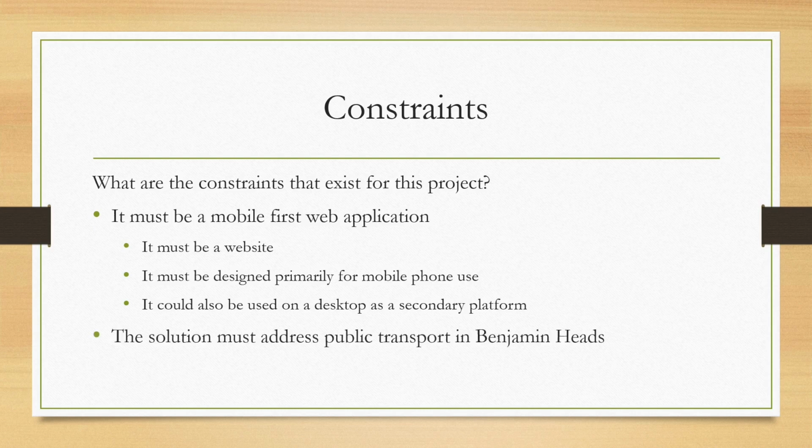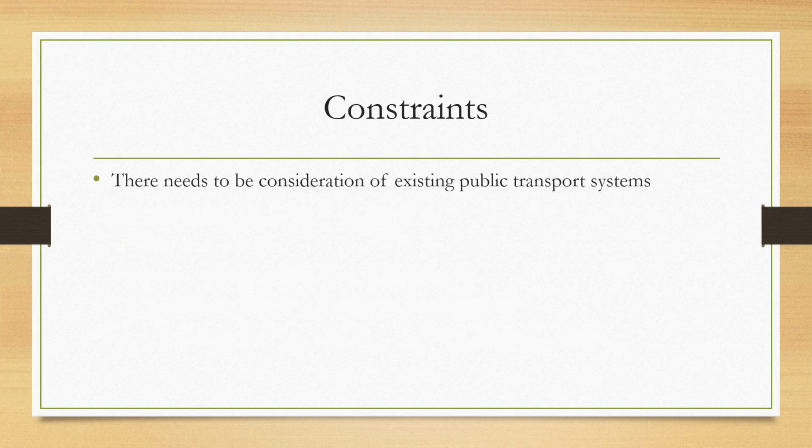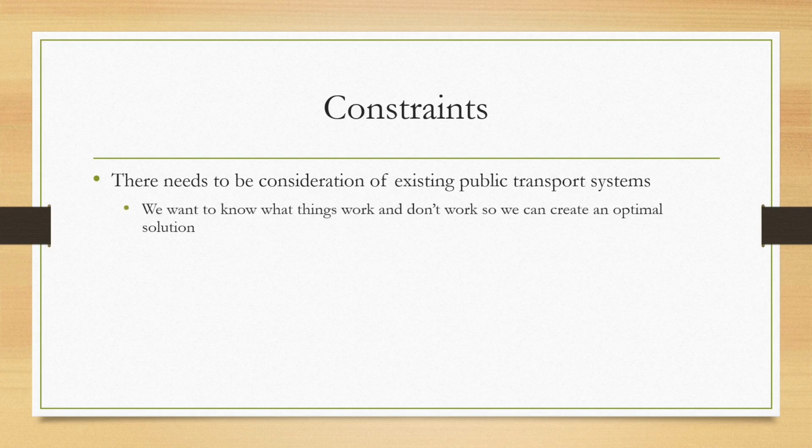A constraint is the solution must address public transport in Benjamin Heads. We must use this existing public transport infrastructure as the basis for our application. Are there any other constraints? Well, we need to think about existing public transportation solutions and systems and how they could be currently implemented. We want to do that so we can work out what works and what doesn't work. We don't want to build a system using all the wrong ideas. We want to try and use tried and tested ideas to get an optimal solution.